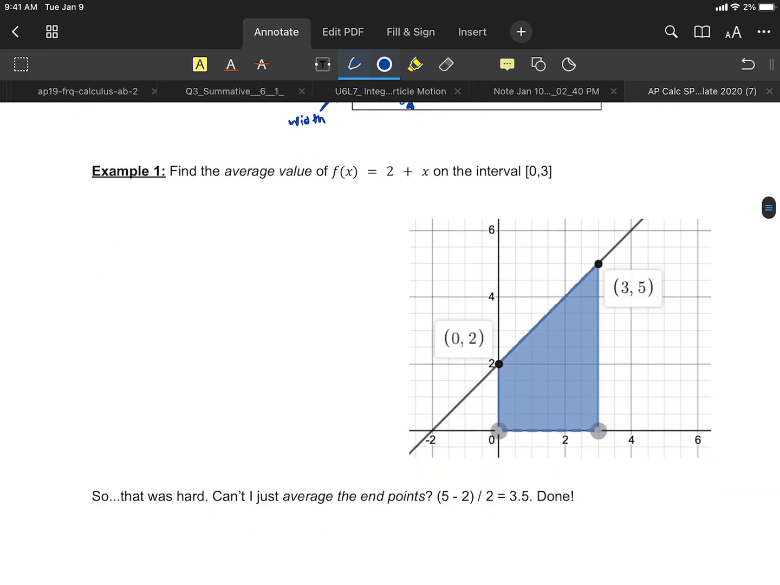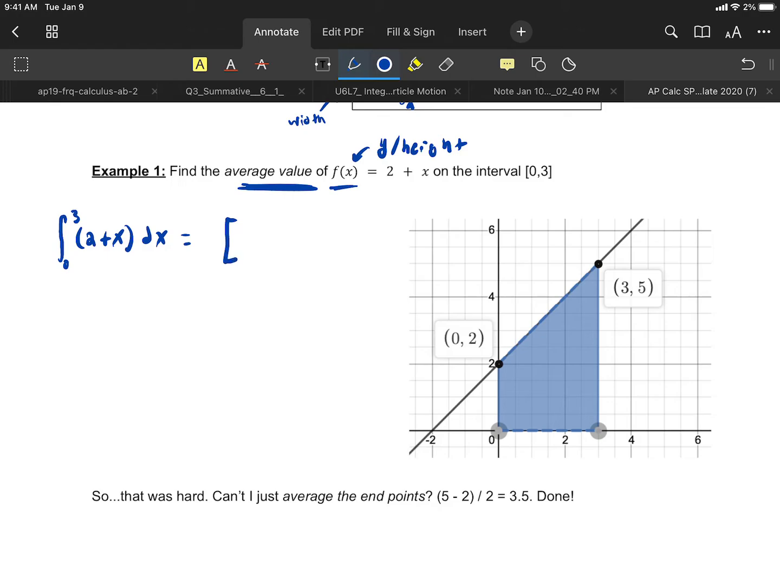Let's say we wanted to find the average value of 2 plus x. And so what I mean by average value, I mean of f of x. Remember that this is the height, right? This is the y, this is the height of this function. So according to the formula we just found, if I want to find the average value from 0 to 3 of 2 plus x, I can do that using the fundamental theorem of calculus.